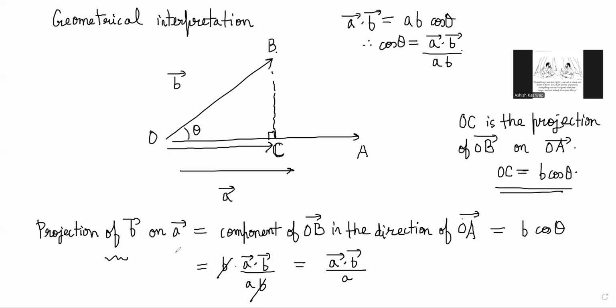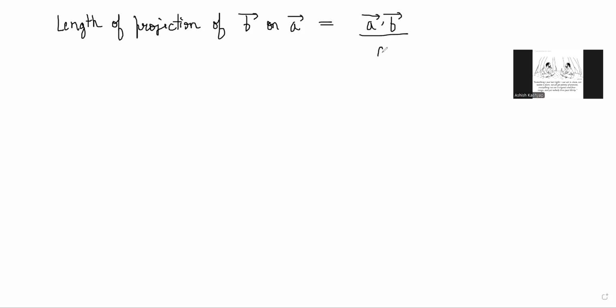So the projection of the B vector on the A vector will be the dot product of the two divided by the magnitude of the A vector, right? That is an important result that you should understand. I will summarize it here. The length of projection of the B vector on the A vector will be A dot B divided by the modulus of the vector on which the projection is made. Similarly, the length of projection of the A vector on the B vector would be A dot B divided by B, right? So that is the meaning.